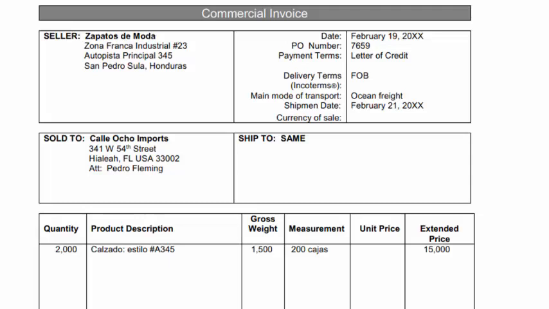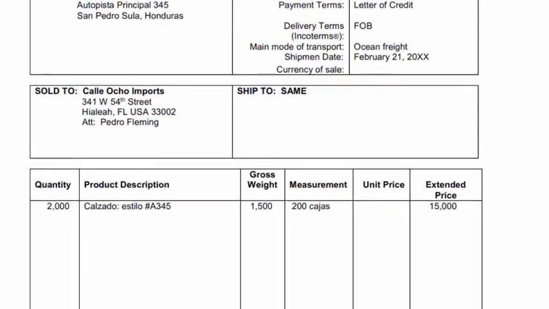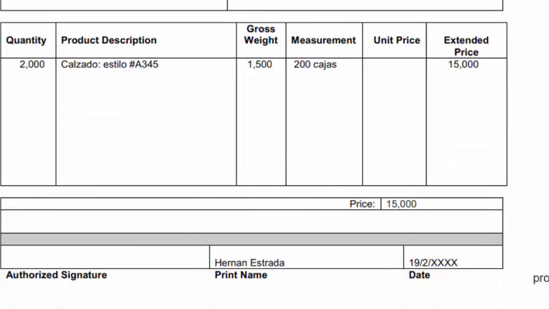It has a style number. That's fine. Gross weight, 1,500. 1,500 what? Kilos or pounds? We need to distinguish that. The measurement just says 200 boxes. Cajas is boxes. The extended price, 15,000. No currency of sale. That's another violation. And we'll notice missing in the body is the country of origin.